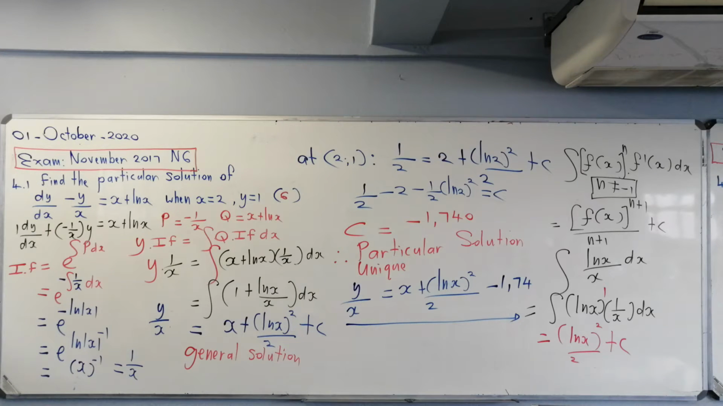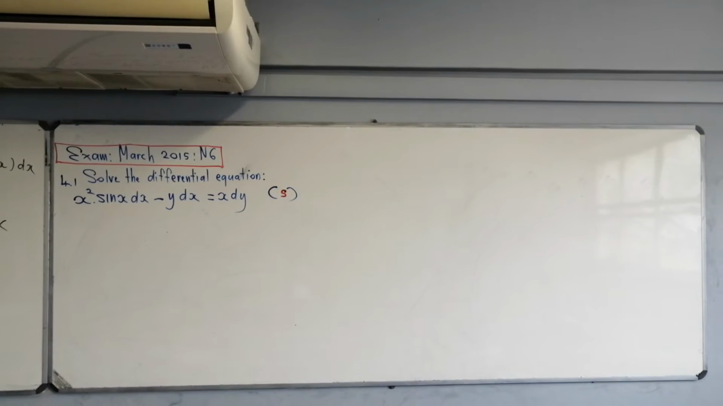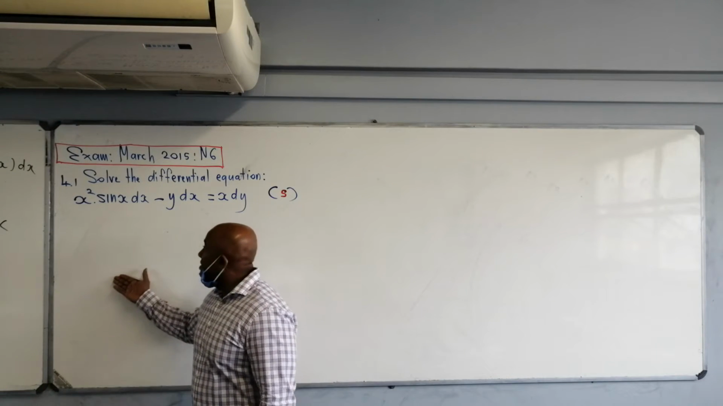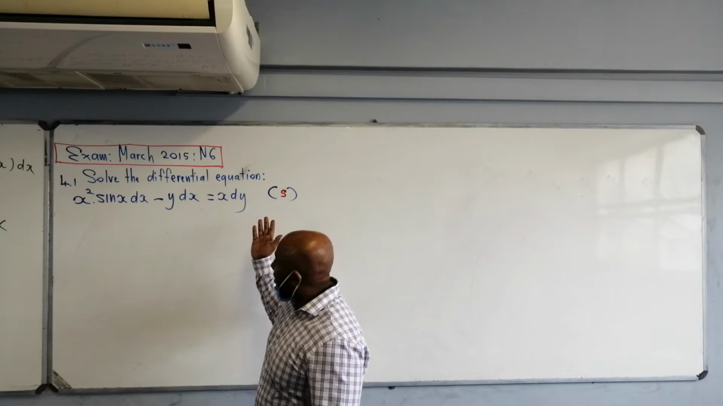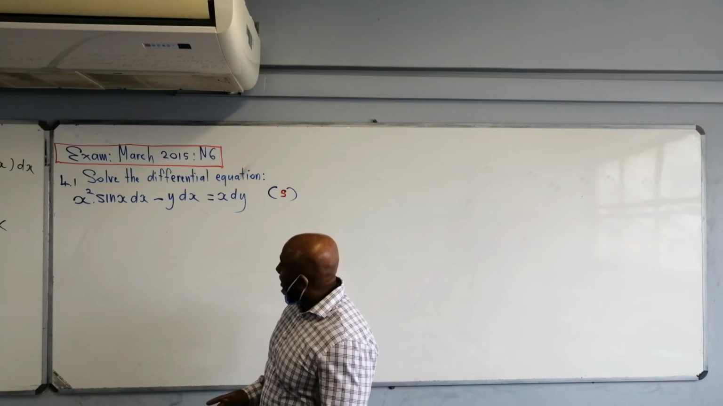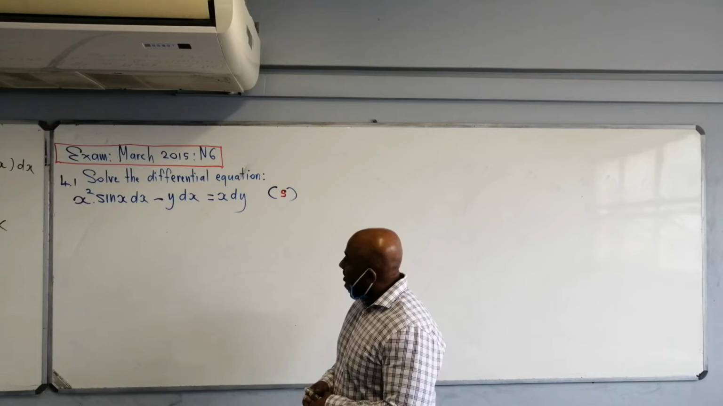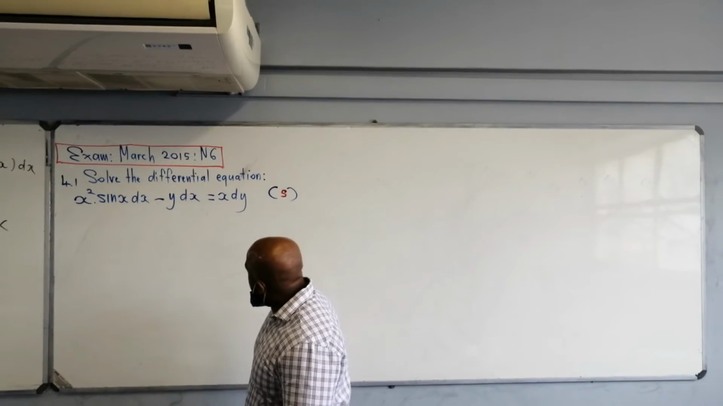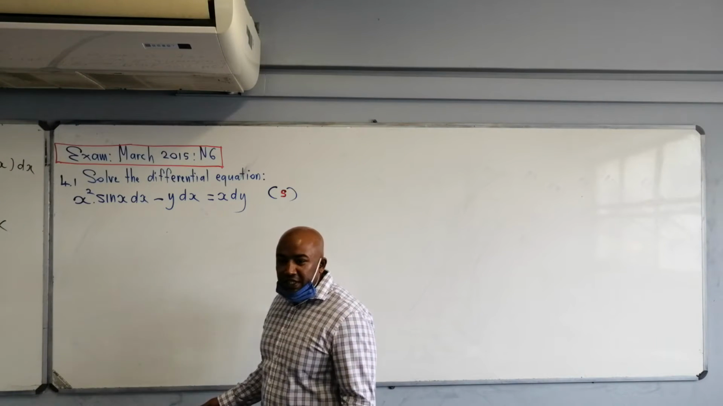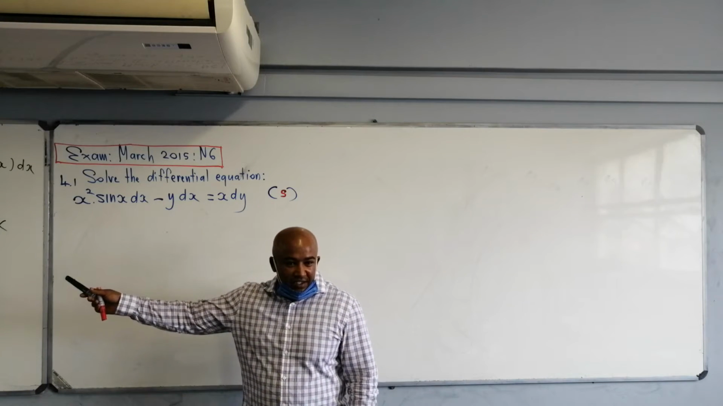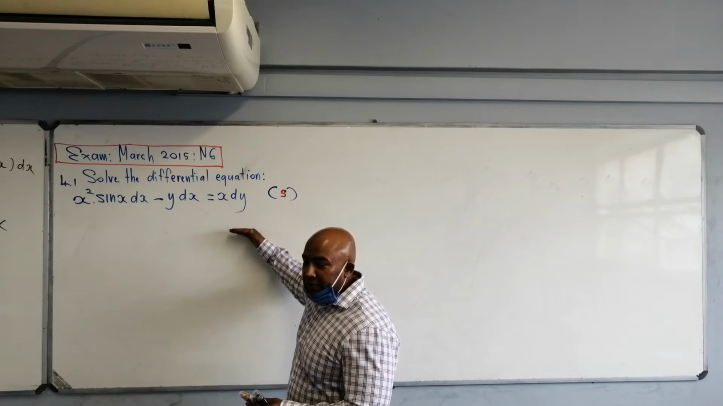Let's deal with the next one. Our next question here, we're dealing with March 2015. This one is 5 marks. Solve the differential equation. So now this one, we need to rearrange this, we need to manipulate this. Here, we notice that there's no dy over dx. There's dy this side, dx on that side. What we need is dy over dx.